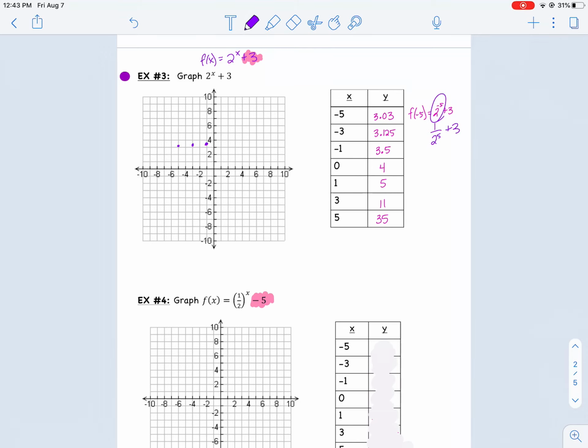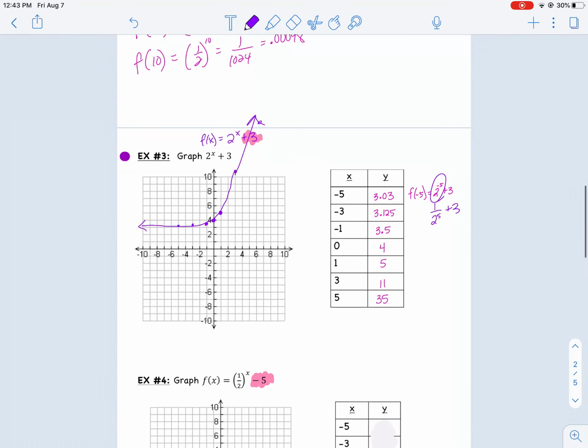And I can do 0, comma 4. And I can do 1, comma 5. I can do 3, comma 11, a little bit off my chart. And then I can do 5, comma 35, which is going to be way off my chart. And I can go ahead and graph my exponential function. Shoo, it's going to shoot up like that, right? Something along those lines.